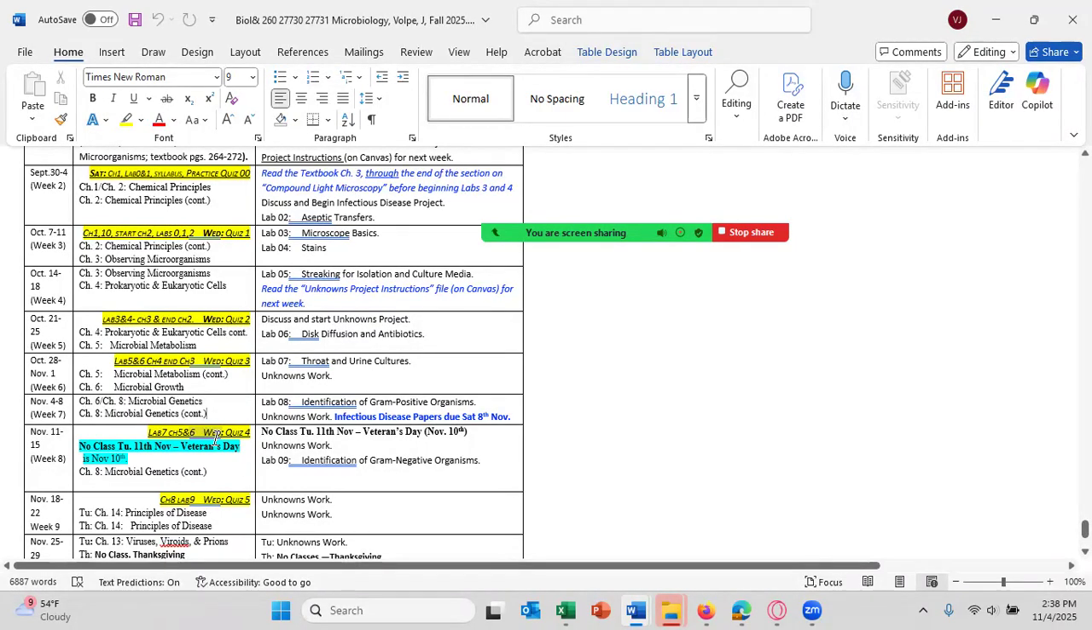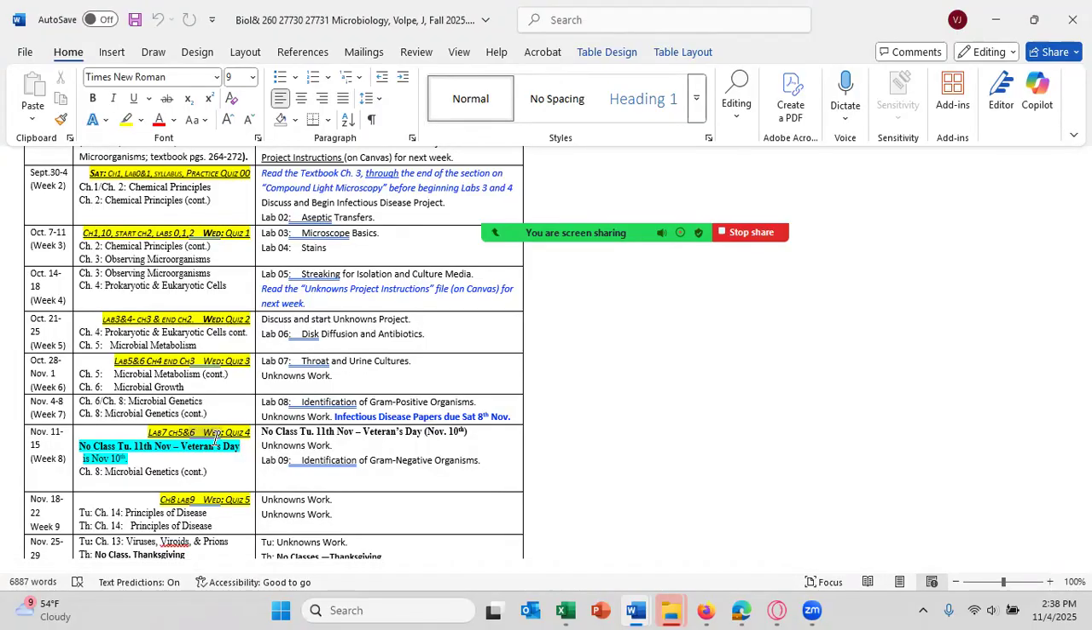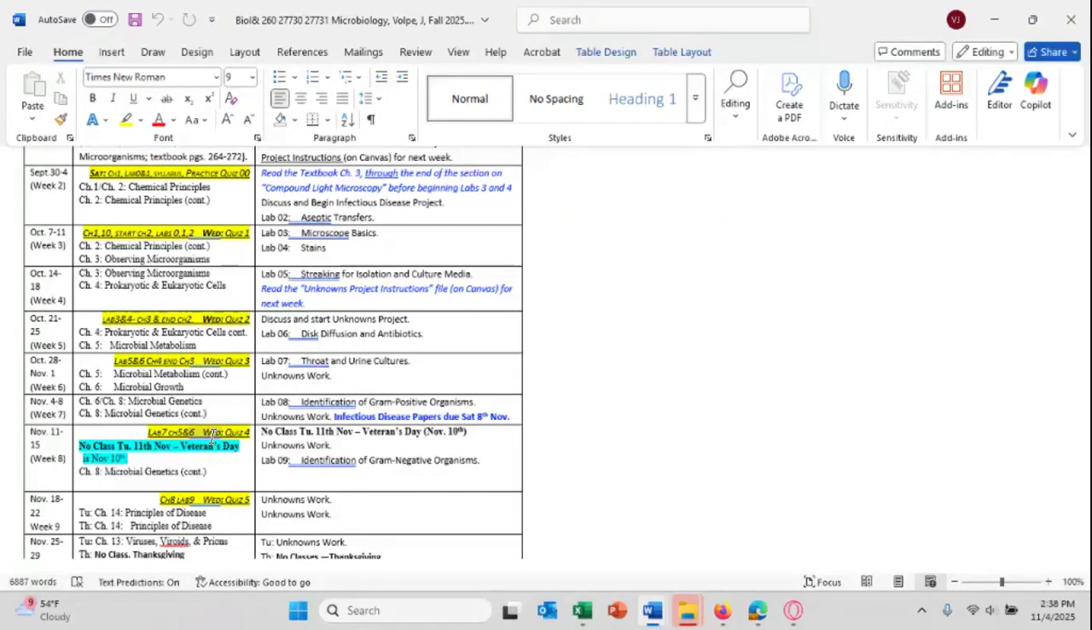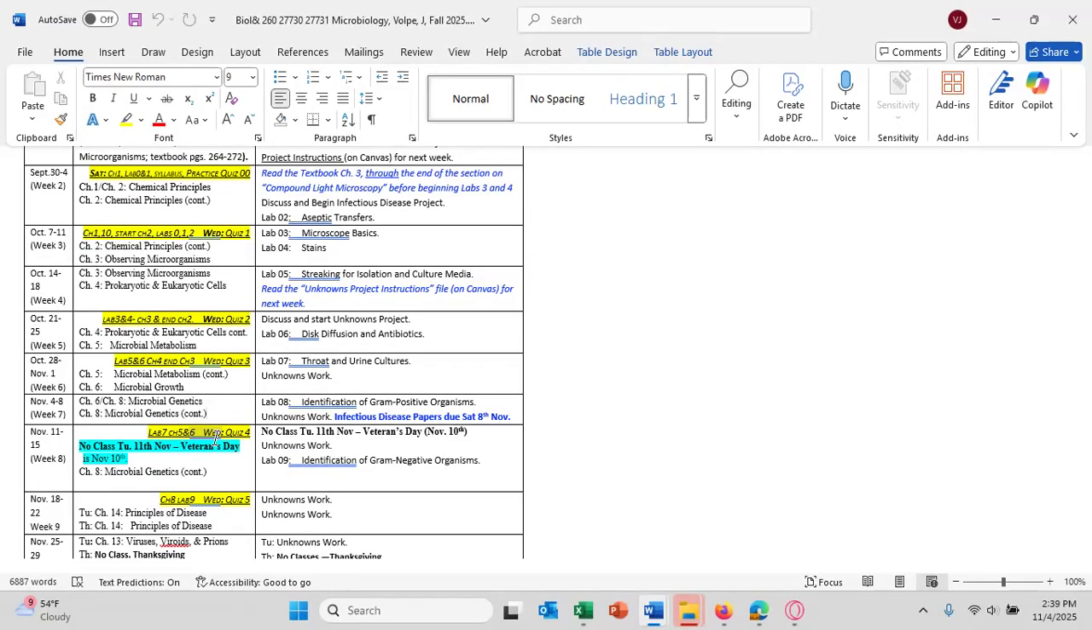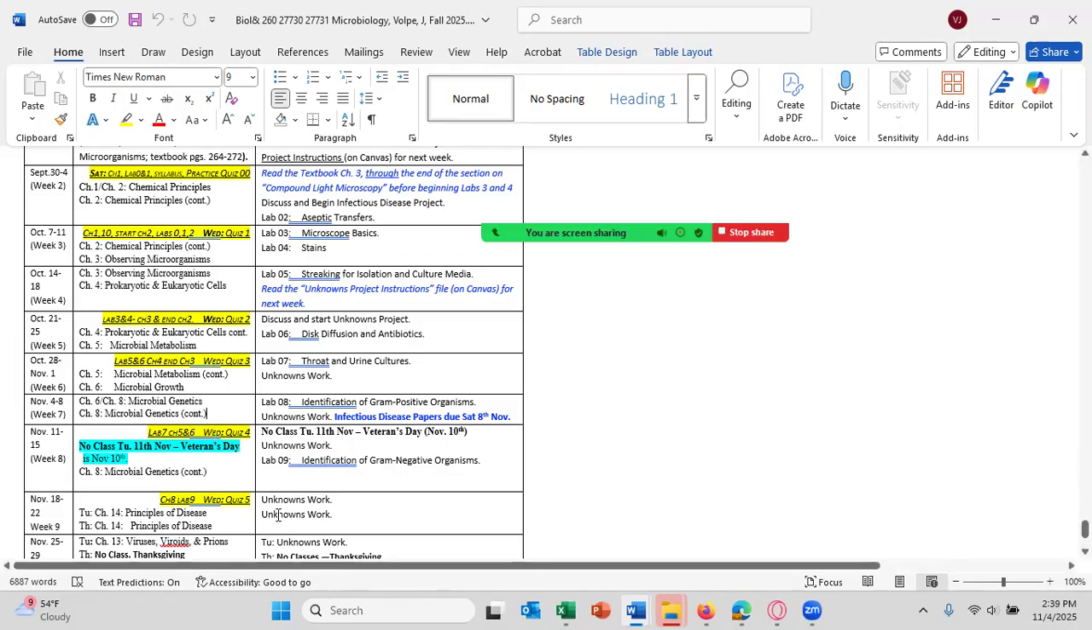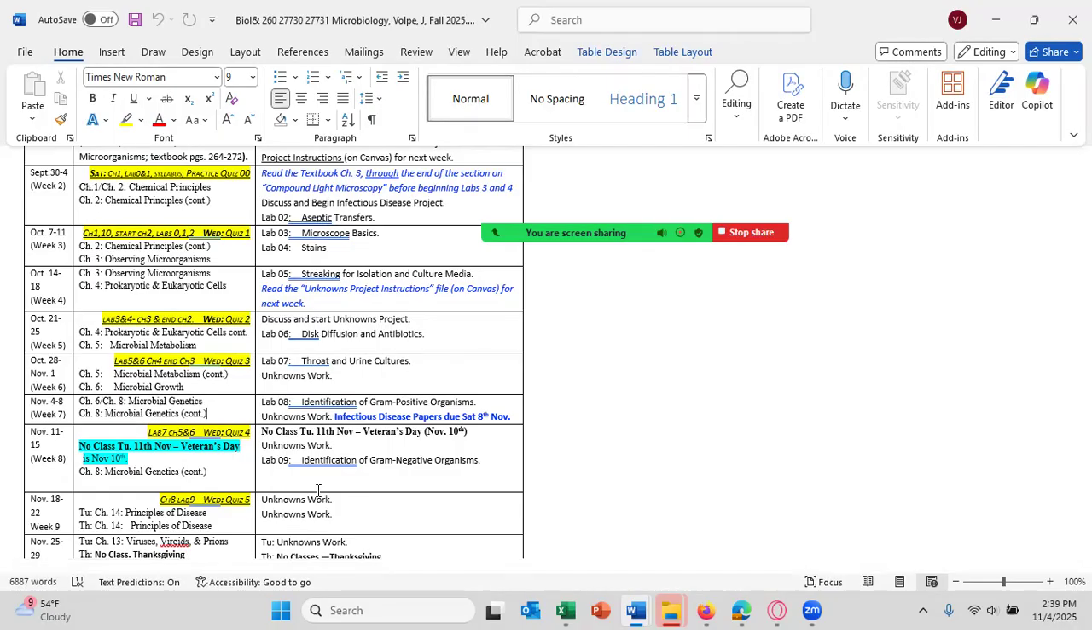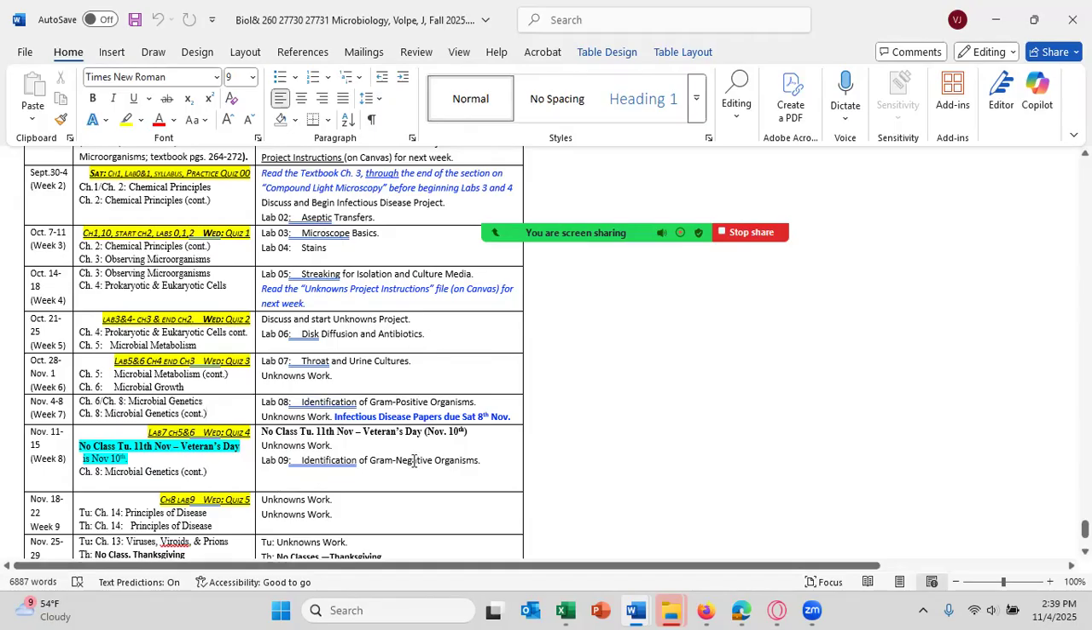I do have the date correct in the Canvas. It was correct on my main web page, but in the grade book, it had the quiz on the wrong date. So if you see an error like that, let me know and hopefully I'll get it corrected as soon as possible. All right. Any questions about what we're doing?